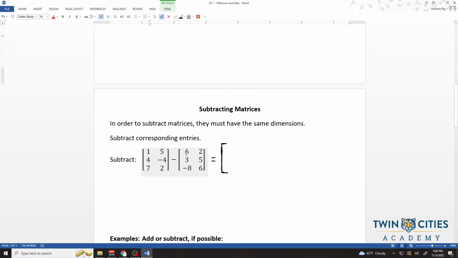So this will be 1 minus 6. 5 minus 2 is going to go in the top right. We'll have 4 minus 3, middle left. Negative 4 minus 5 for the middle right. 7 minus negative 8, bottom left. And 2 minus 6 in the bottom right.